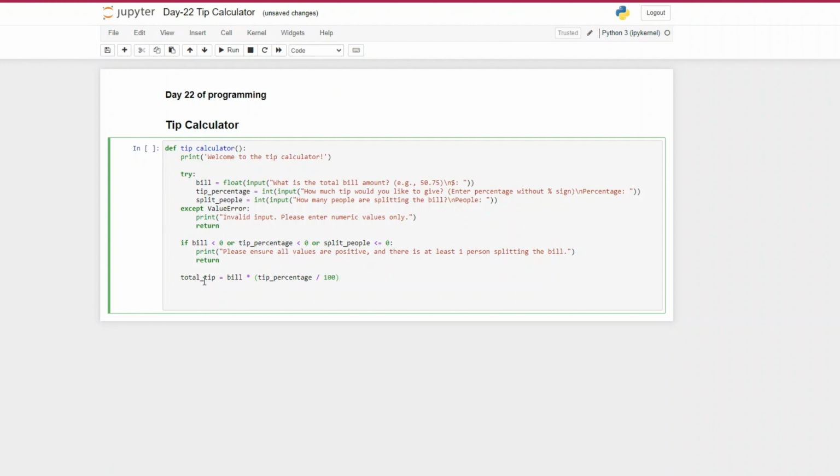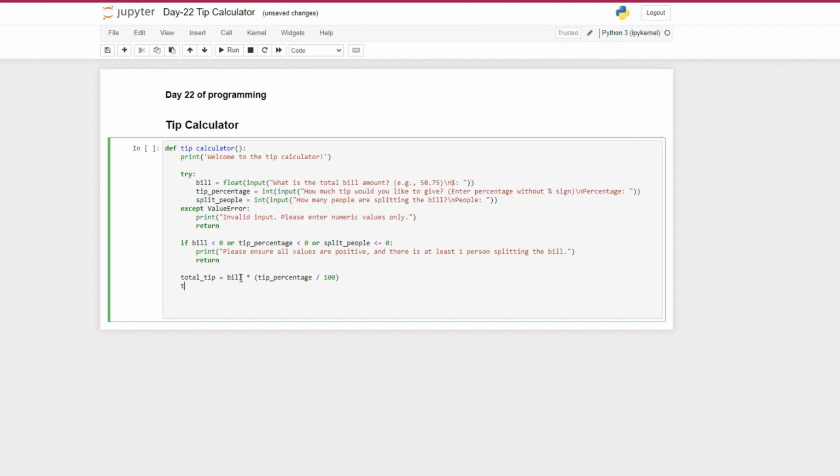So you see, our total tip is the bill, the amount they entered, multiplied by the tip percentage divided by 100. And then our total bill. This is how you get the tip. And now we want to add the tip to the total bill.